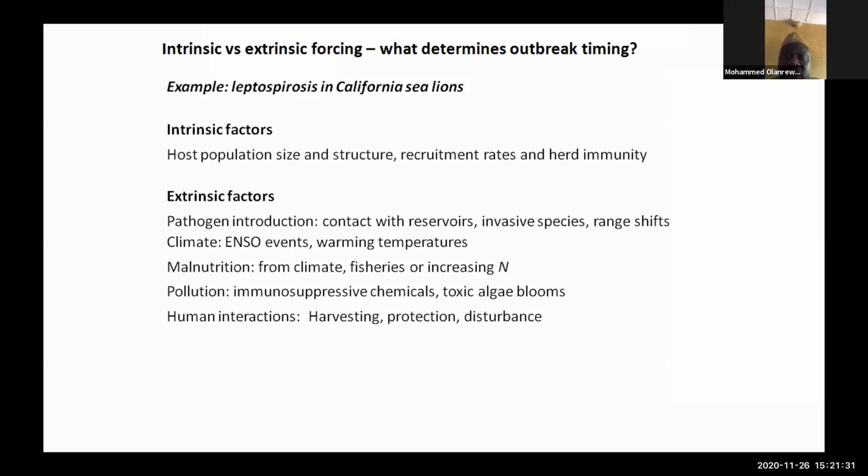For the extrinsic, we have what we call pathogen introduction, contact with reservoirs, invasive species, rain shifts, climate, warming temperature, malnutrition from climate, fisheries, and pollution, etc. Then the human interaction: when we are harvesting, especially fish, if somebody is into fish farming, snail farming, and what have you, then we have what we call protection and disturbance.